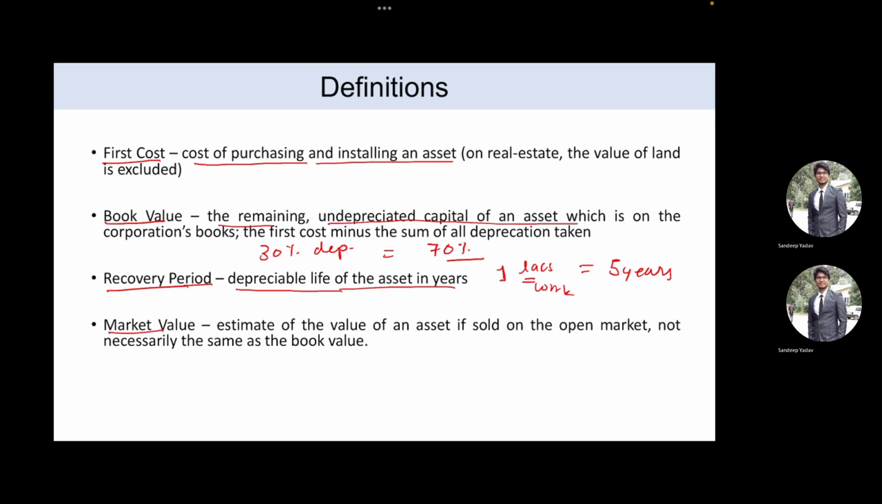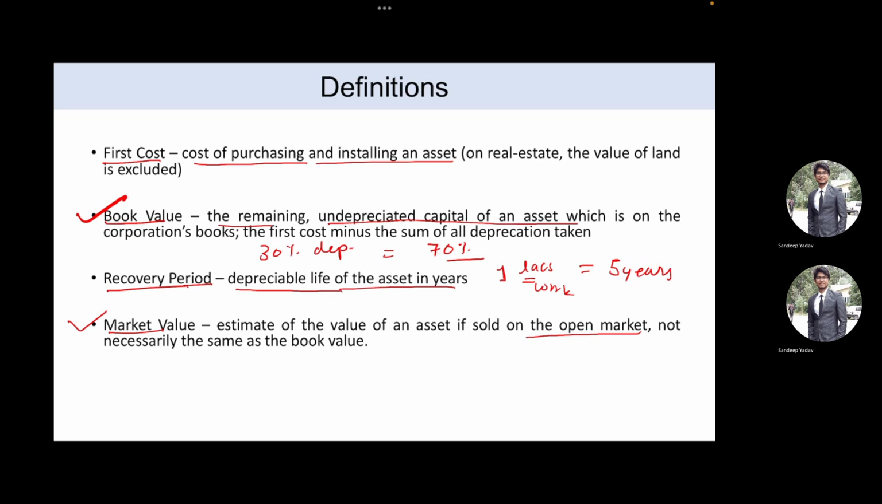Market value is the estimate of the value of an asset if sold in the open market, not necessarily the same as the book value. Suppose you need money and you need to sell some machinery or asset in an open market. That value can depend on the situation and other factors, and it can vary from the book value, because at some time you can't reach potential buyers, and you can't get the best deals. That's why market value is not necessarily the same as book value.